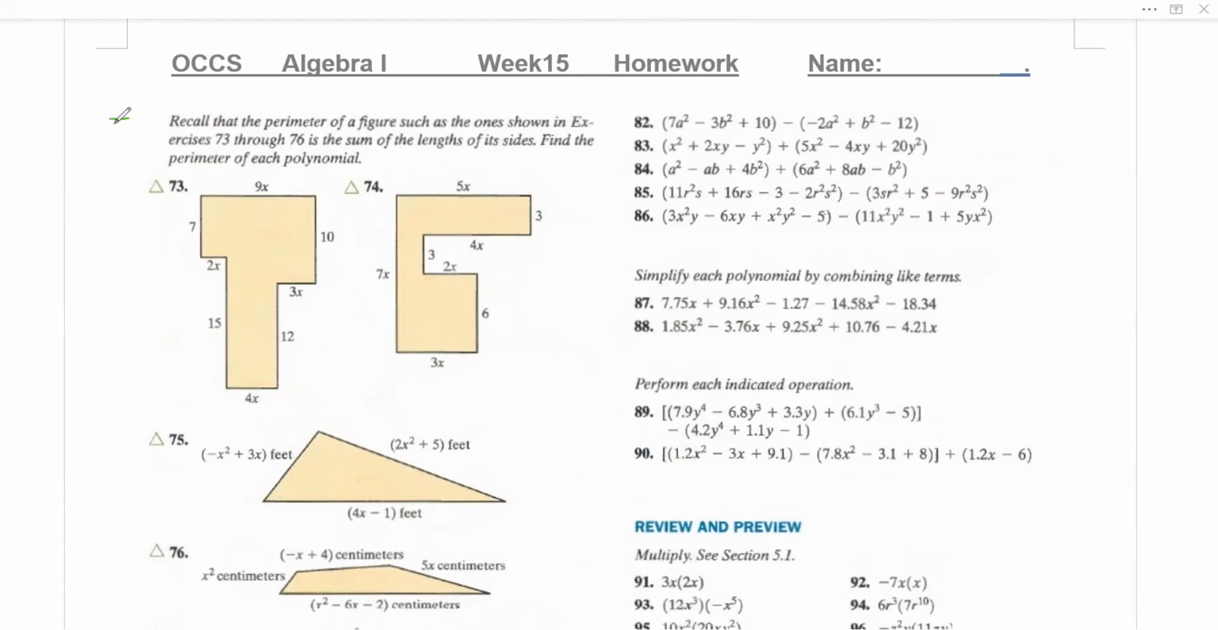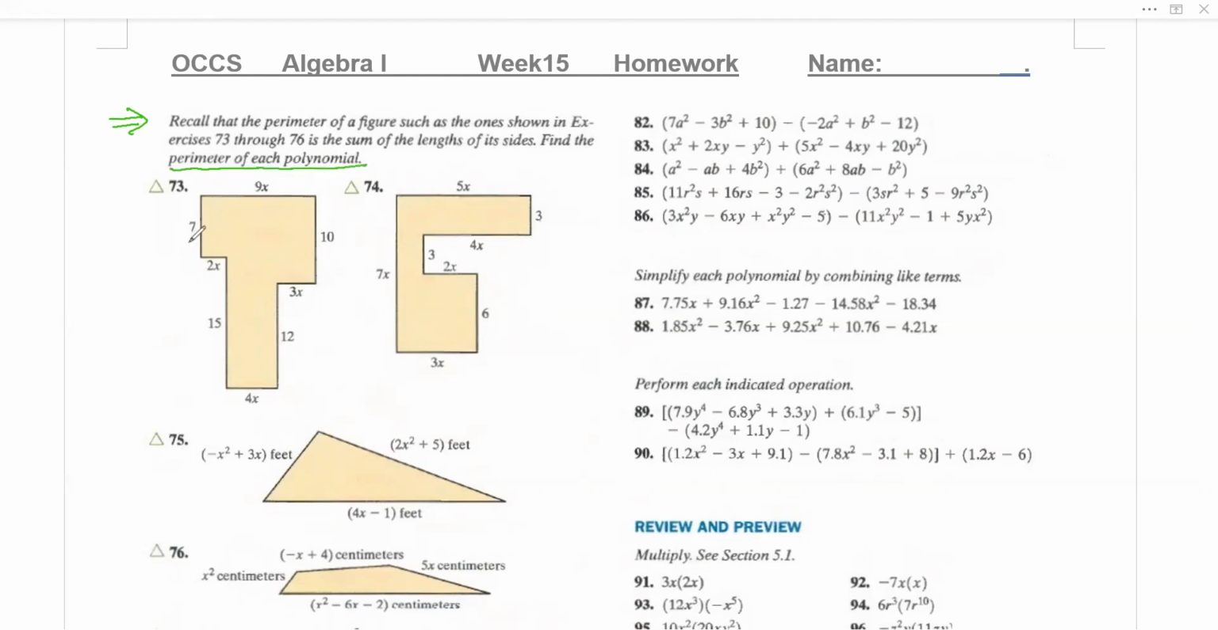Let's see this part. Recall that the perimeter of a figure, such as the ones shown in exercises 73 to 76, is the sum of the lengths of each side. Find the perimeter of each polygon. So that will be easy for you guys, right? Perimeter for each of them.